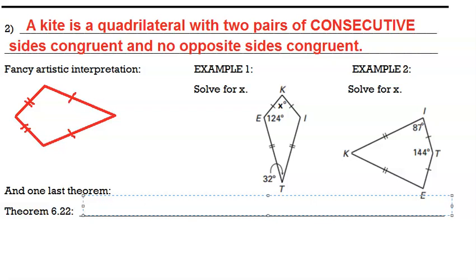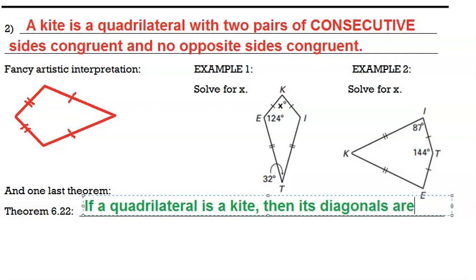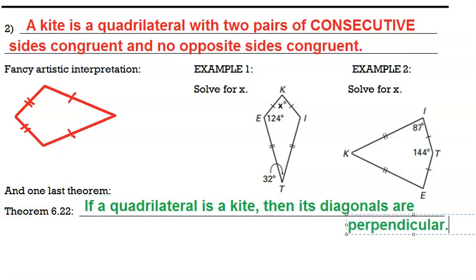And the theorem is actually going to be similar to what we did with a rhombus. If a quadrilateral is a kite, then its diagonals are perpendicular. Now my sketch was a little bit off, so if this picture ends up being a little bit less than perfect, that's okay. There you go. Boom. All right. In a kite, the diagonals are perpendicular.